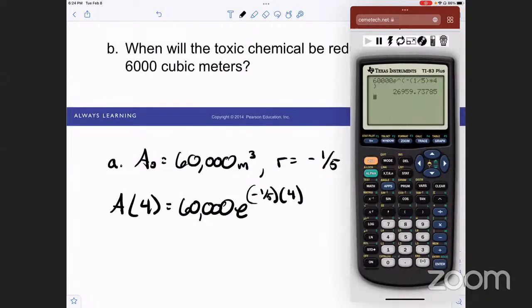How much? So we're going to calculate 959.74 cubic meters.